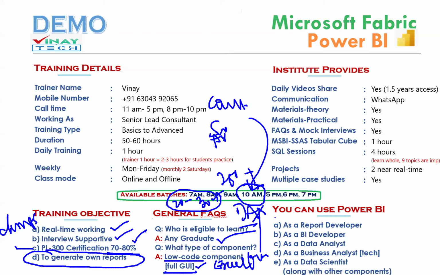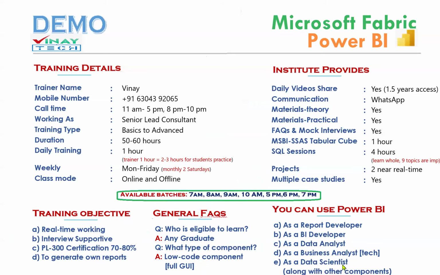Now, you can use Power BI after learning the course in these roles. I'm giving broader knowledge, concentrate. You can try as a report developer. You can try as a BI developer. These two are technical resources. And data analyst or data scientist. Data analyst is techno-functional, technical and functional.